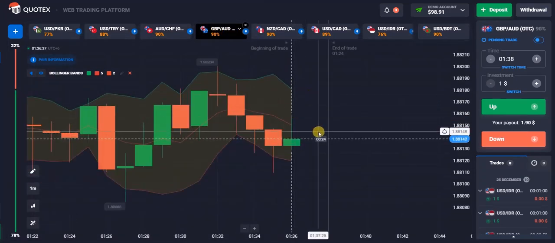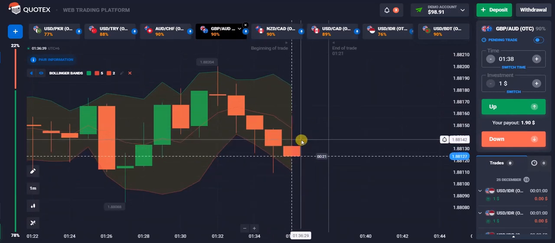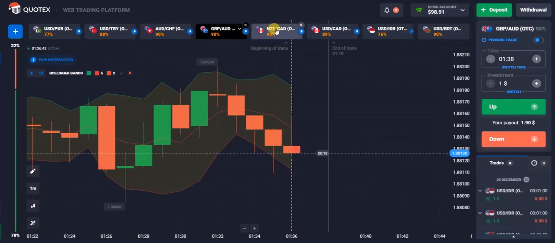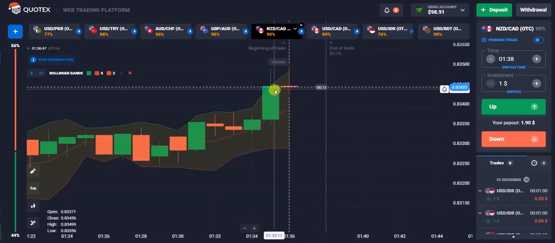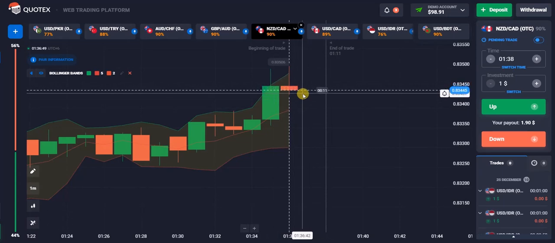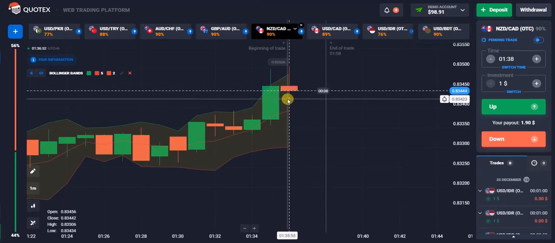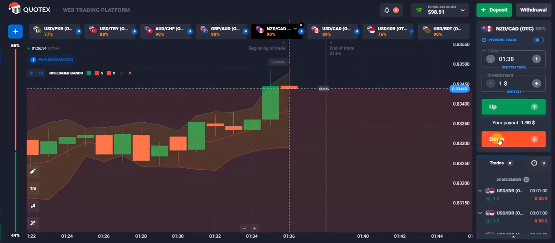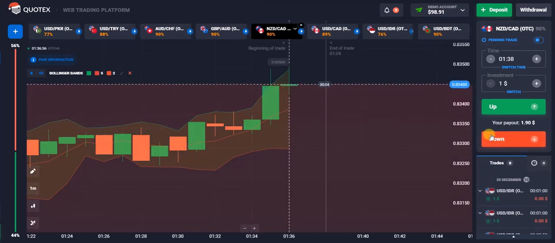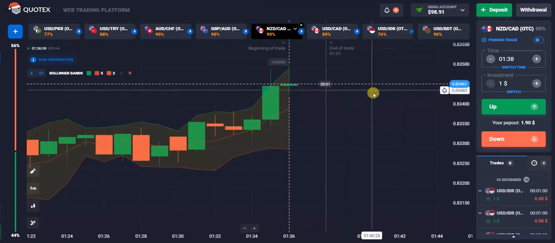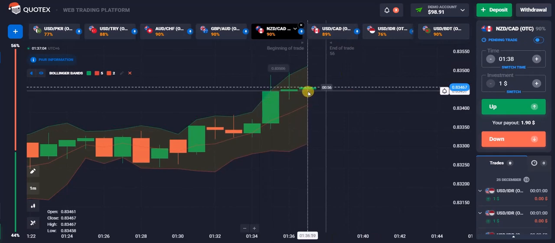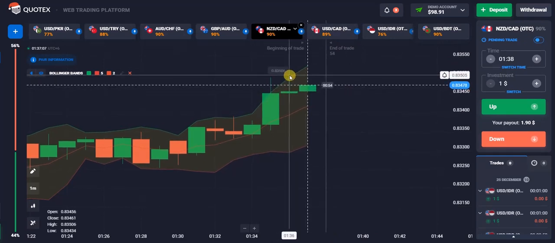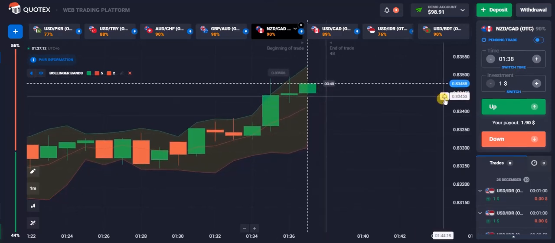So here is one, but there is none. So let's see if it ends up as a red candle. If this one ends up as a red candle, then we're gonna take a down trade. No, never happens. So we still have a chance, because this green candle also touched the upper line. So if this becomes a red candle, we're gonna take a trade right here.